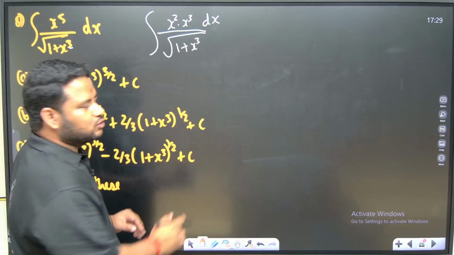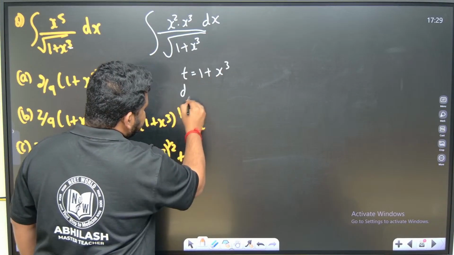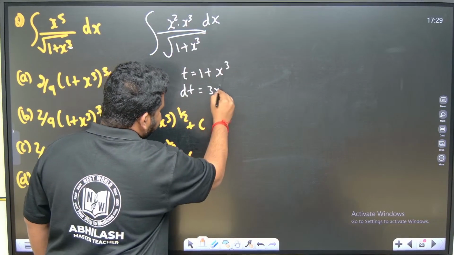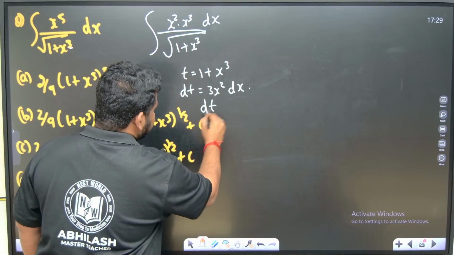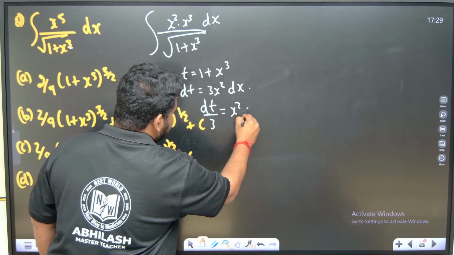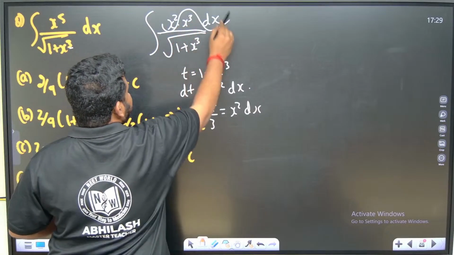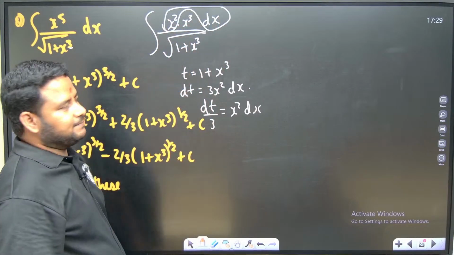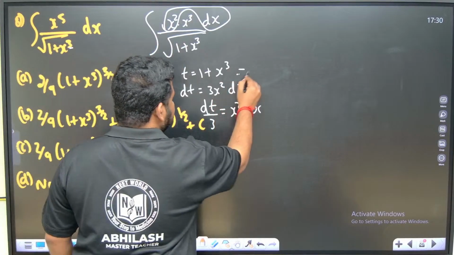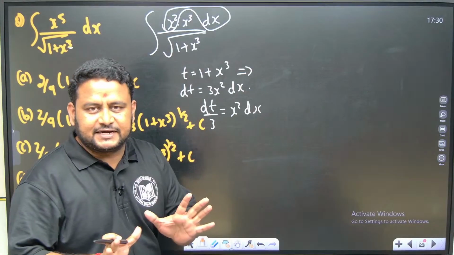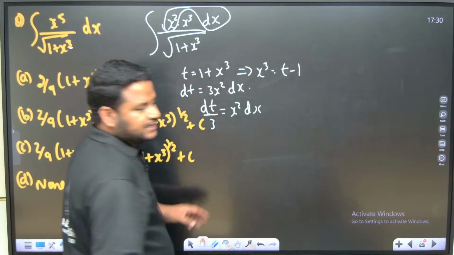So I take t is equal to 1 plus x cube. Then dt is equal to 3x square dx, or dt by 3 is equal to x square dx. So x square dx will become dt by 3. Now what happens to this x cube? x cube can be written as t minus 1.